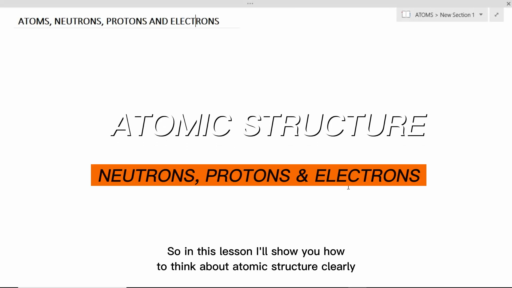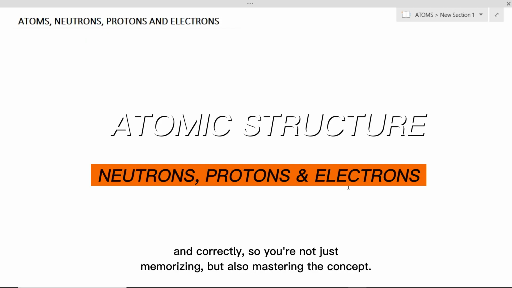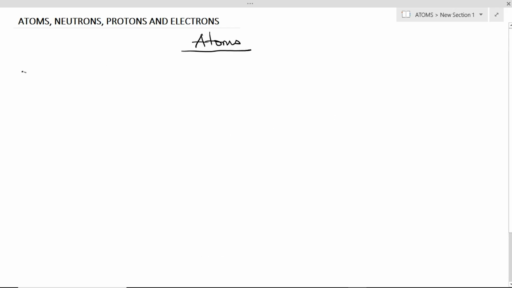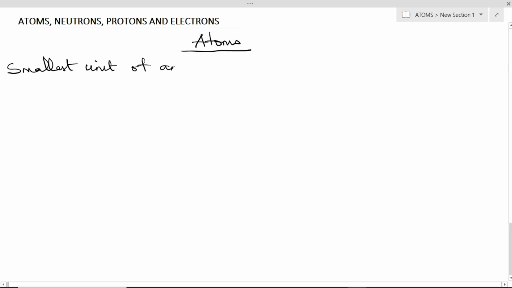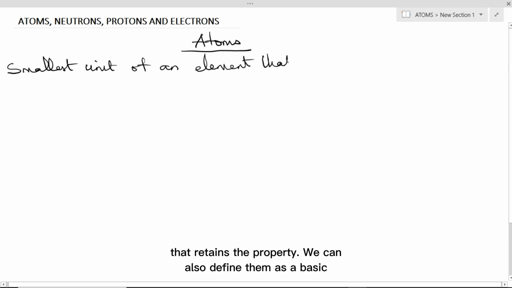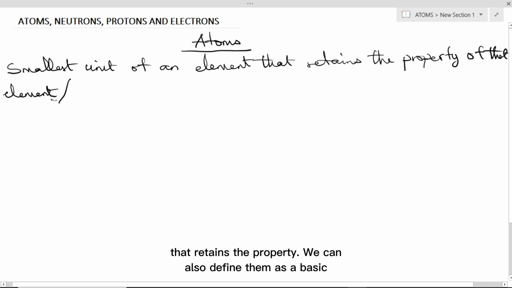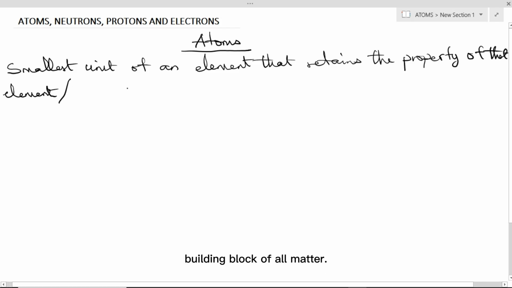To StudyBridge. So in this lesson, I'll show you how to think about atomic structure clearly and correctly, so you're not just memorizing, but also mastering the concept. We can define an atom as the smallest unit of an element that retains its properties. We can also define it as the basic building block of all matter.